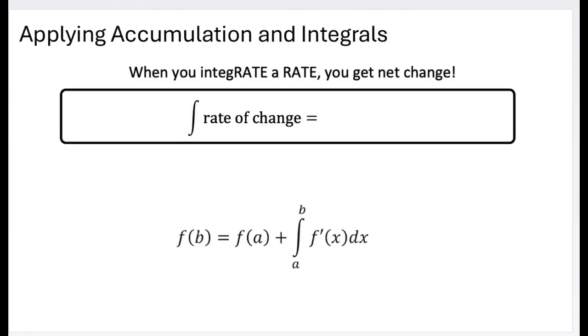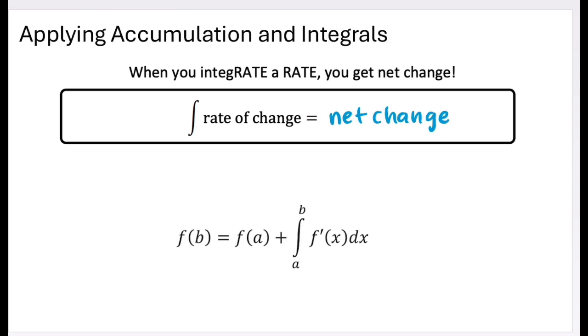All right, so now we're going to talk about other functions besides velocity, acceleration, and position. So there are other rate of change functions that we're going to be looking at. And when you integrate a rate of change, you're going to get net change, which we refer to as displacement if we're talking about the position of a particle.